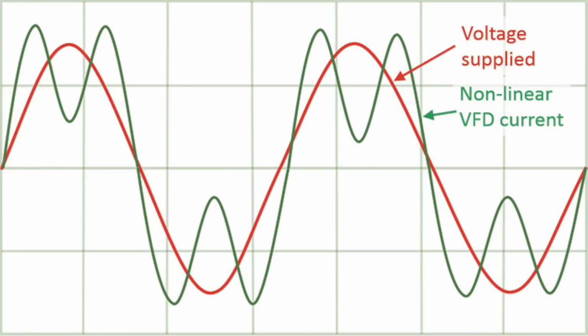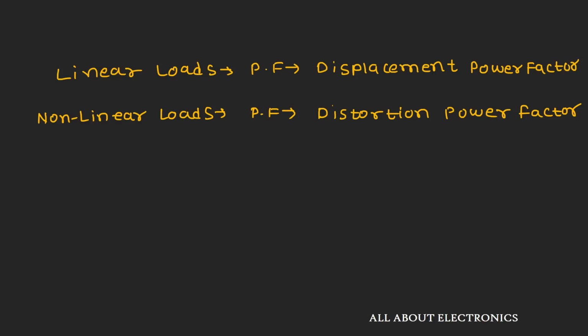So now whenever we have linear loads, then this power factor is known as the displacement power factor, because whenever we have linear loads, the degradation in the power factor is just because of the reactive element, because this reactive element introduces the phase difference between the voltage and current, or we can say that it introduces the displacement between the voltage and current. So this type of power factor is known as the displacement power factor.